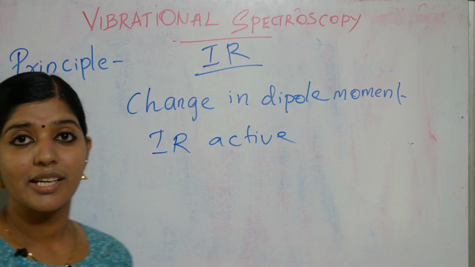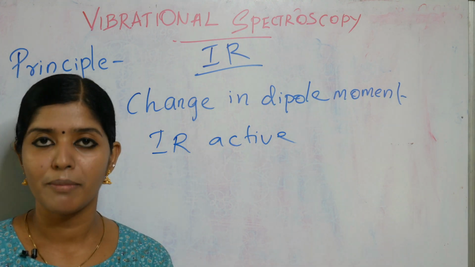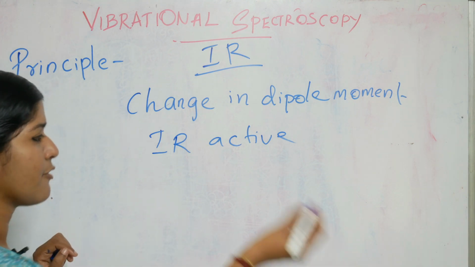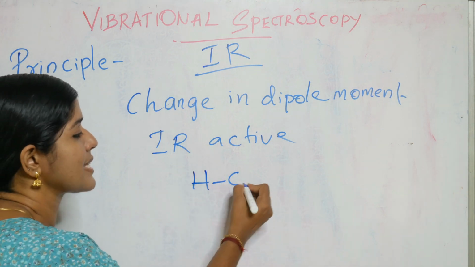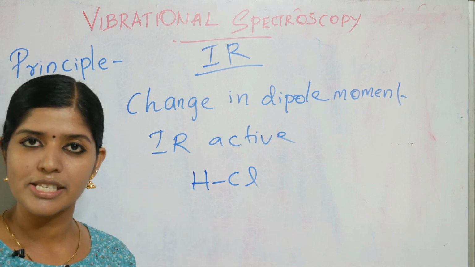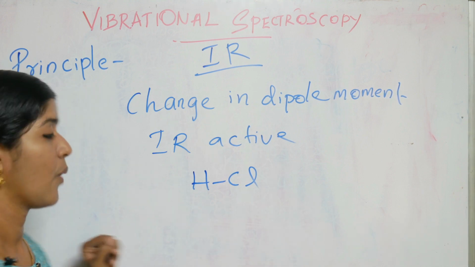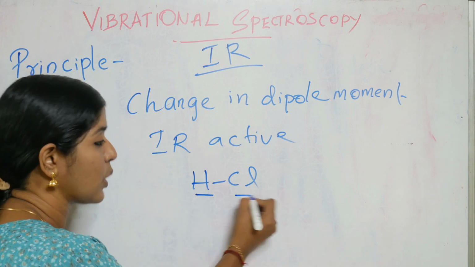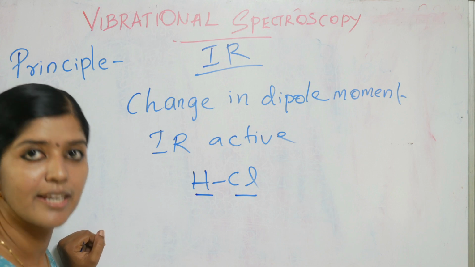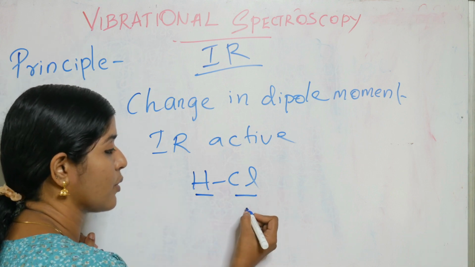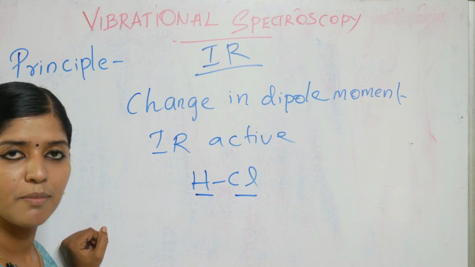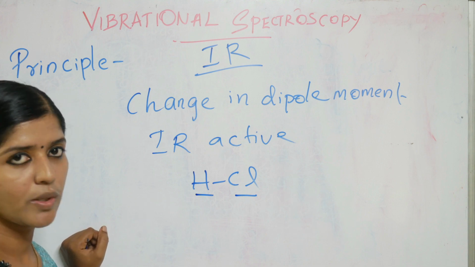Now, what is this change in dipole moment? Dipole moment is like a tug of war game. Say, for example, if I represent a molecule HCl, hydrogen is delta positive and chlorine is delta negative. Chlorine is more electronegative than hydrogen. What is electronegativity? Electronegativity means pulling the electron pair towards itself.